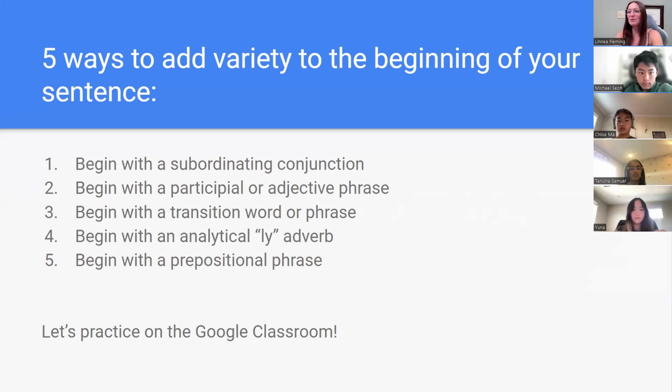So there's 5 ways we're going to add variety to the beginning of your sentences today. You guys are going to be practicing this, so I hope you are ready. Maybe you guys are getting some PTSD from seeing these because I probably have taught you some of these. But the first way is we're going to begin with a subordinating conjunction, then with a participial or adjective phrase, then with a transition word or phrase, then with an analytical adverb that ends in ly, and then we're going to try with prepositional phrases.